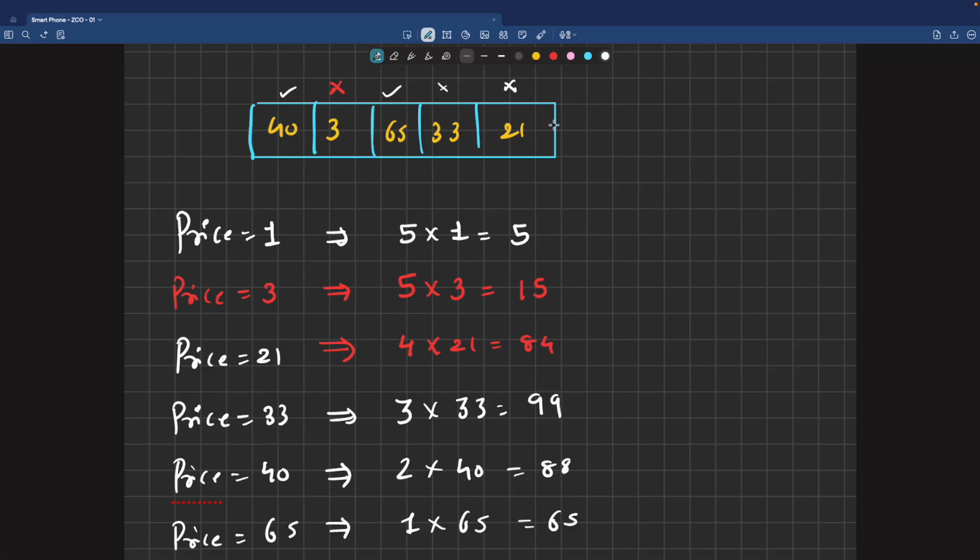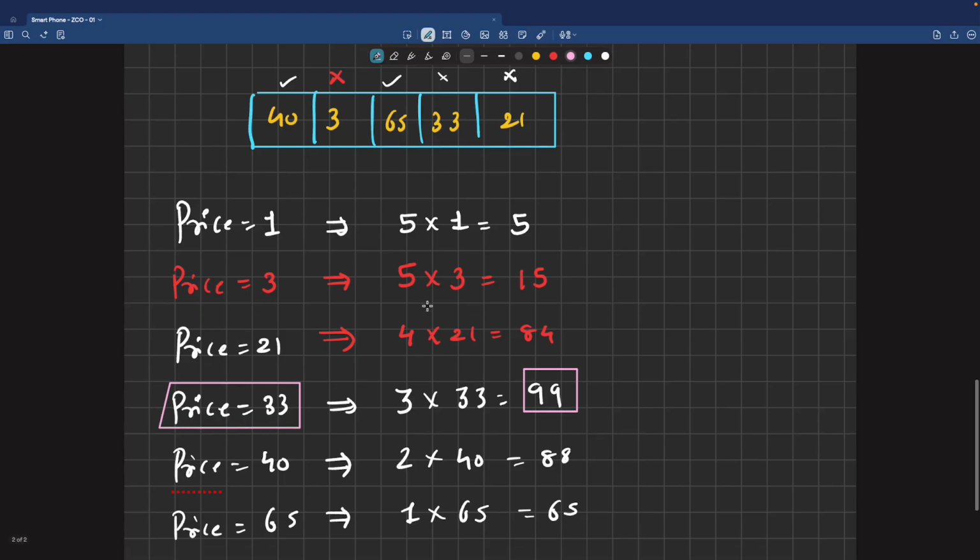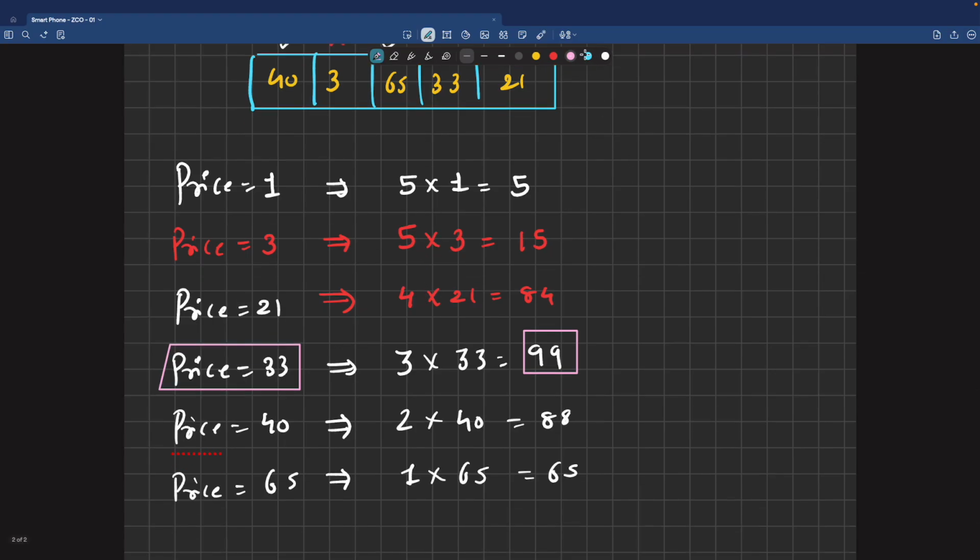Okay, so clearly what I can see is the best choice of price is going to be 33, where I can make the maximum profit of 99. Other than that, if I select any other price, I will end up making less amount of money. Okay, so one thing what we can notice over here is the pattern, right? If you observe, starting from the smallest value and we go to the largest value, this is the number of people which is decreasing in this order. There were 5 people, then 4 people, then 3 people, then 2 people, and then there was only one person who was able to afford it.